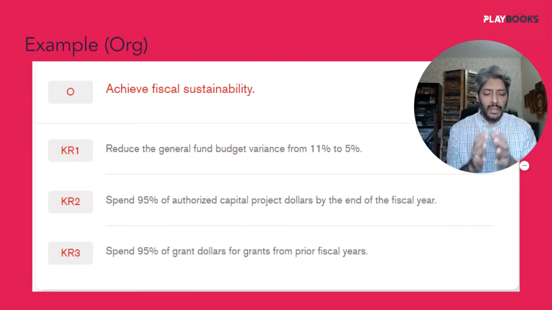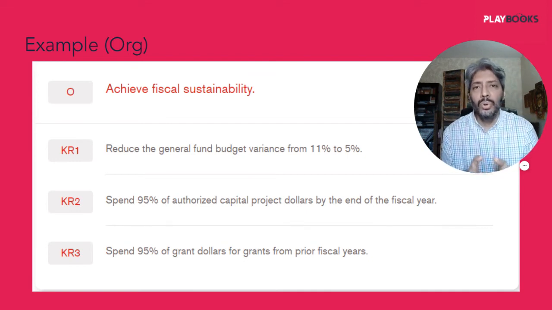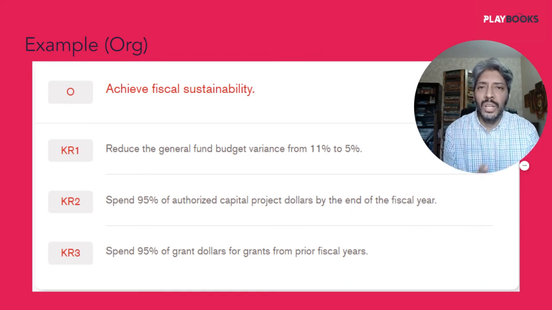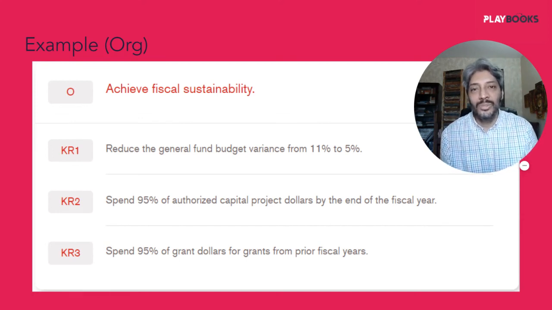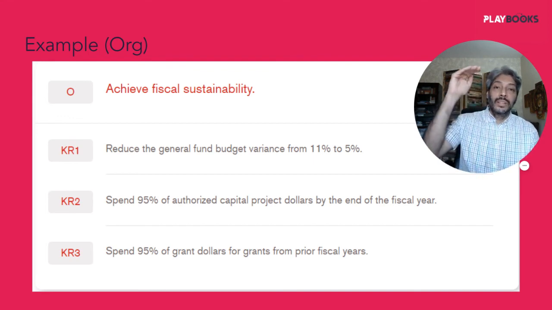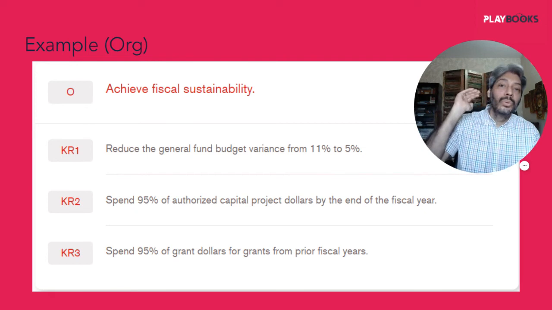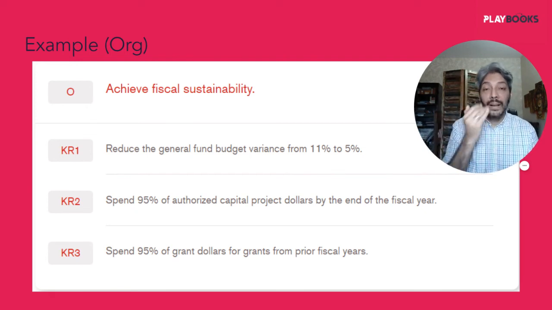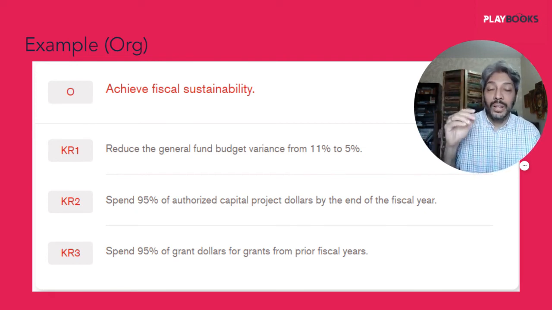Typically most organizations set 2 to 3 large objectives, and under each objective you should set maybe 3 to 5 KRs and not more than that. Setting 15 objectives and 10 KRs under each is not ideally the right way to do it. Remember, this is about what will you do and how will you do it. What is your target and how will you get to that target?